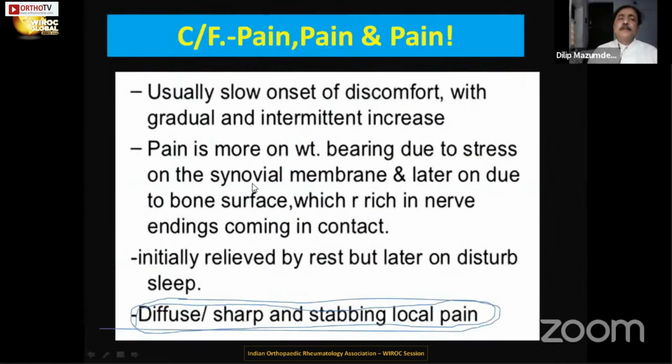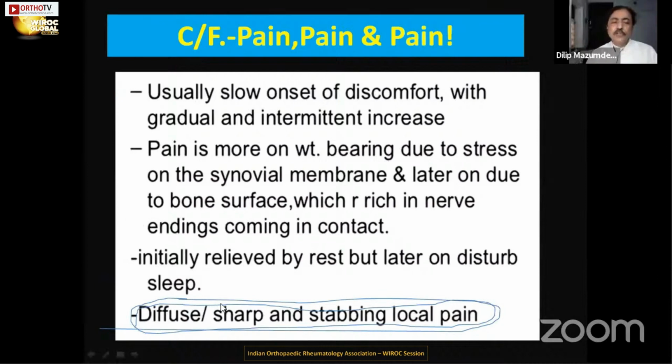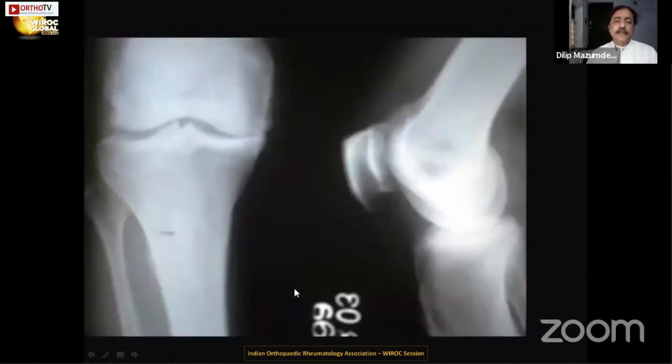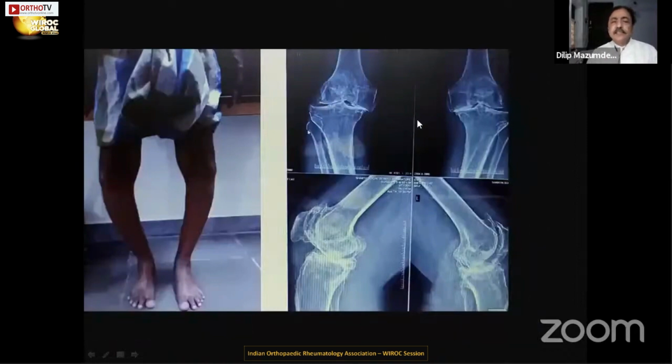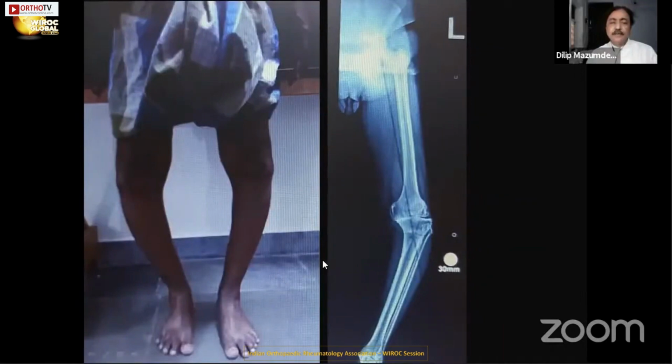Clinical features: pain, pain, pain, and pain. Usually there is a slow onset of discomfort with gradual and intermittent increase. Pain is more on weight bearing due to the stress on the synovial membrane, as all tissues around the joint are affected, and later on due to the bone surface, which is rich with nerve endings. So it is diffuse, sharp, stabbing local pain. And see, the mechanics has changed a lot, whether there is a horizontal translation. So these things will come with lost alignment.